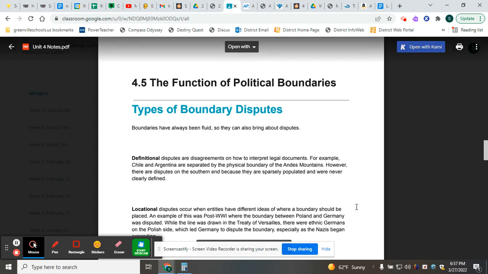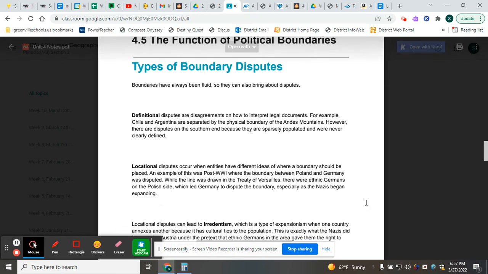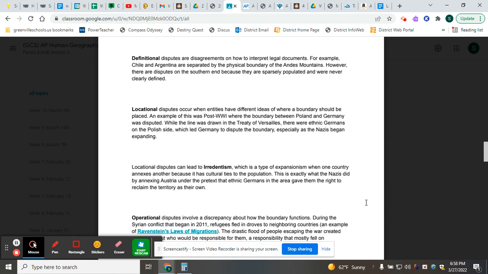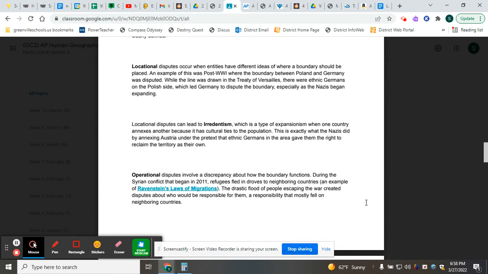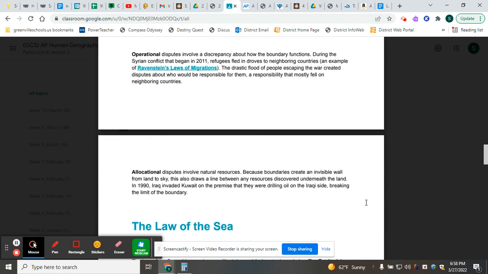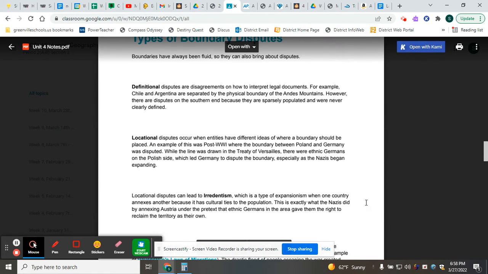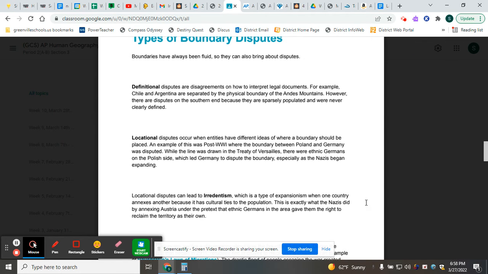All right, 4 or 5, about halfway there. The function of political boundaries, types of boundary disputes, that is. So we've got 4. We've got definitional boundary disputes, locational disputes, operational boundary disputes, and allocational boundary disputes, okay? And then we'll get into what is called the law of the sea, okay?